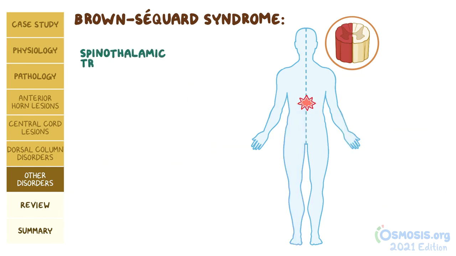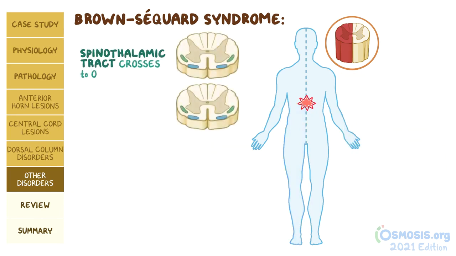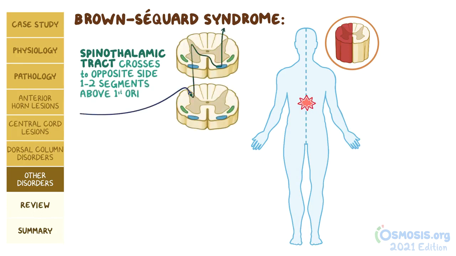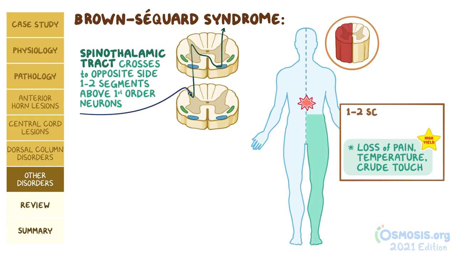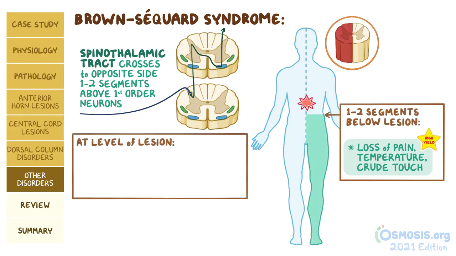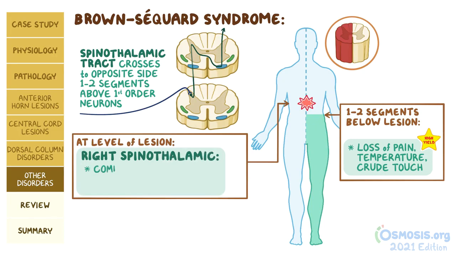Now, the spinothalamic tract is a bit different because it crosses over to the opposite side of the spinal cord, one or two spinal segments above where the first order neurons enter. So, damage to the right spinothalamic tracts will cause loss of pain, temperature, and crude touch sensation from the opposite or left side, beginning one or two segments below the lesion. But at the level of the lesion, the spinothalamic tract on the right side will be damaged. This will lead to complete loss of all cutaneous sensation at the level of lesion on the right.